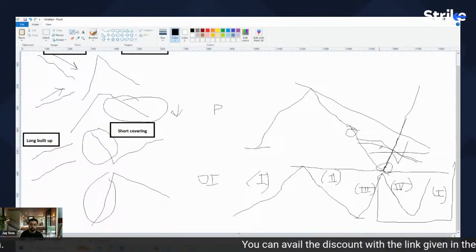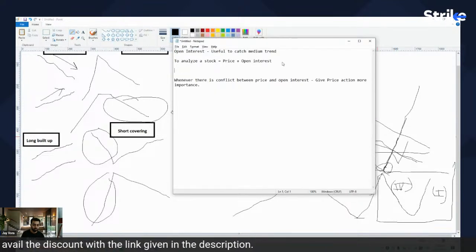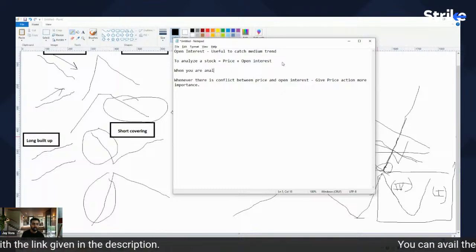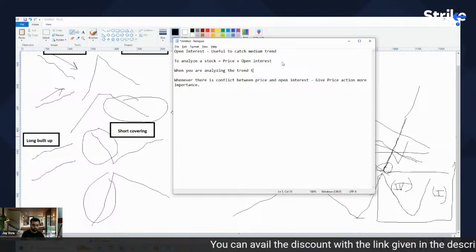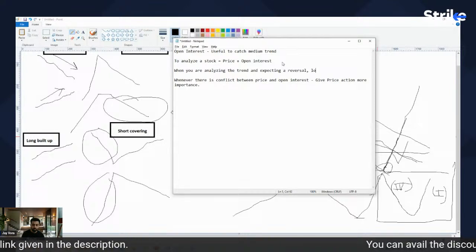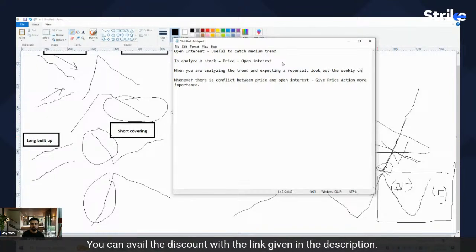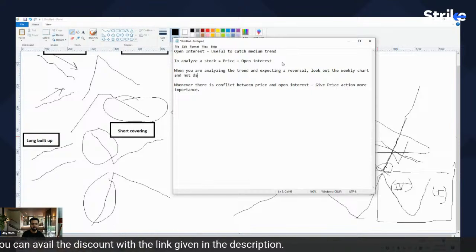And this of course you will be able to see in the price action as well. Just keep this in mind: when you are analyzing a trend and expecting a reversal, look out for the weekly price action, weekly chart, okay, and not the daily chart.